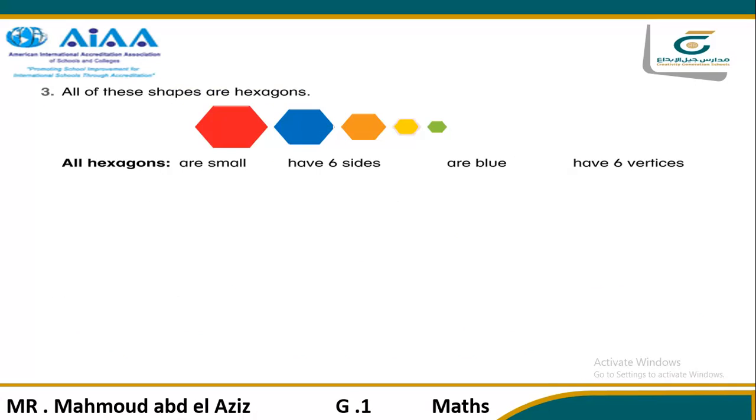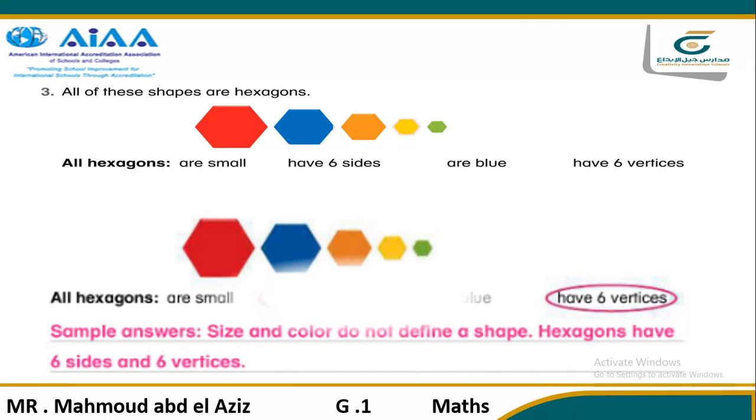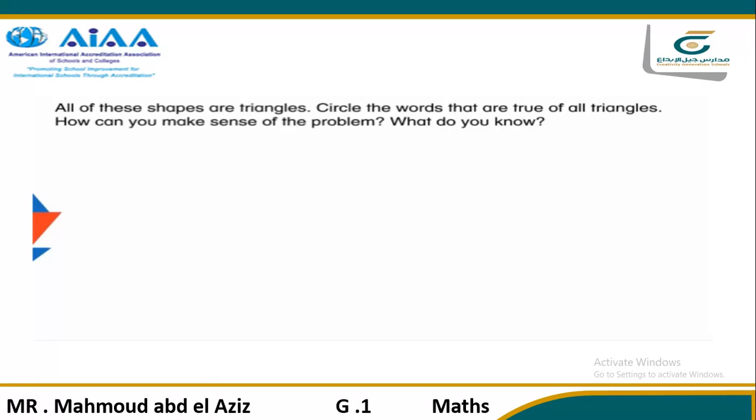With another question here about hexagons. All hexagons are small. That's about size, and size doesn't matter here. So we'll go to the second sentence. Have 6 sides. Yes, excellent. Are blue. It's about color here. No, not all hexagons are blue. Have 6 vertices. Excellent. So we'll put a circle here on 6 sides and 6 vertices. We said before, size and color don't define a shape. Hexagons have 6 sides and 6 vertices.